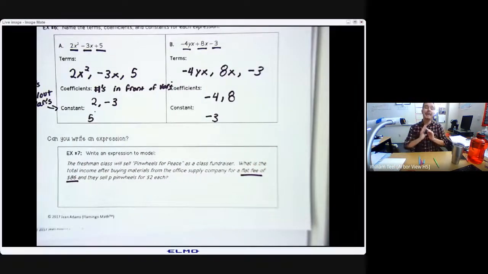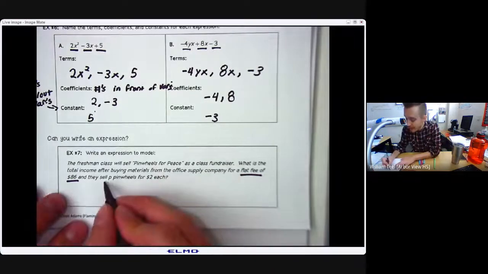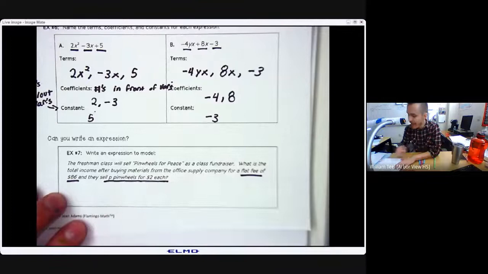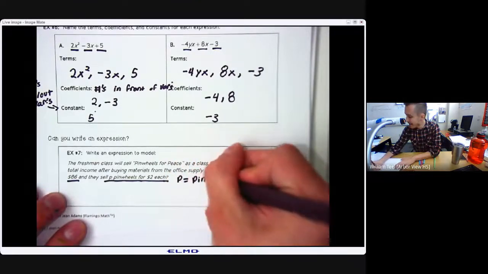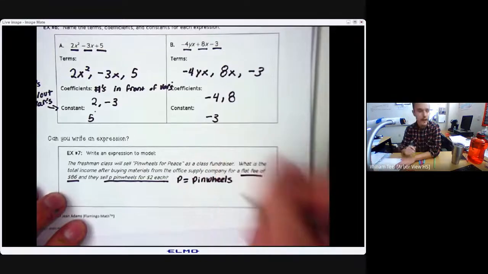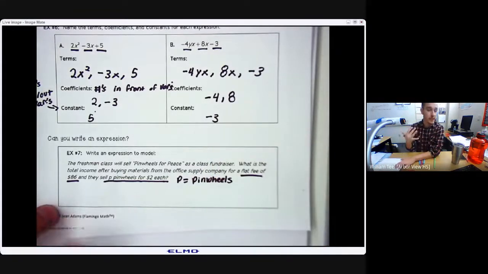So they are going to have to pay $86 to the company in order to put on the event. Now, they have to see how much should we sell in order to make money off of this, and we want to write an expression that allows people to do that. So we are selling these for $2 each. I'm going to say that P is pinwheels. I always want to assign my variables. Okay, it's very important to assign the variables so we know what you're talking about.